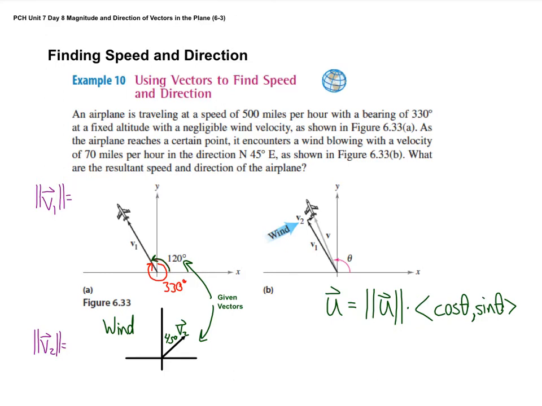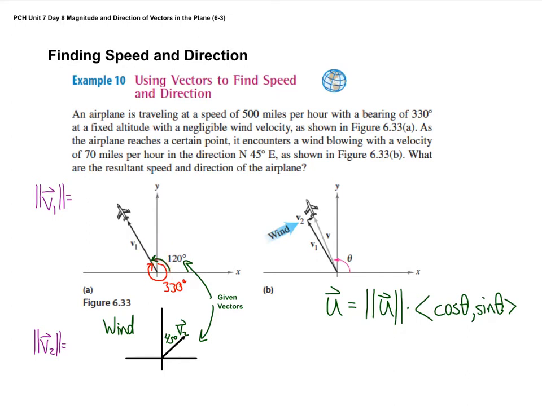Now, we have two more examples, and these two examples are going to show us really how valuable it is to be able to write these angles in standard position and get the vectors in component form. So here we have an airplane that's traveling at a speed of 500 miles per hour with a bearing of 330 degrees.